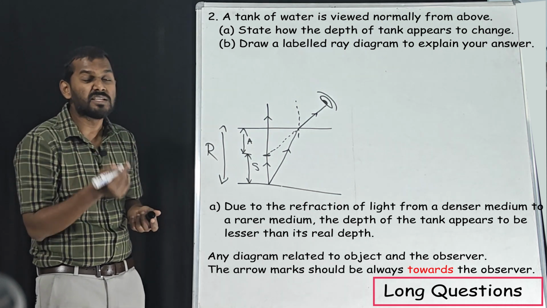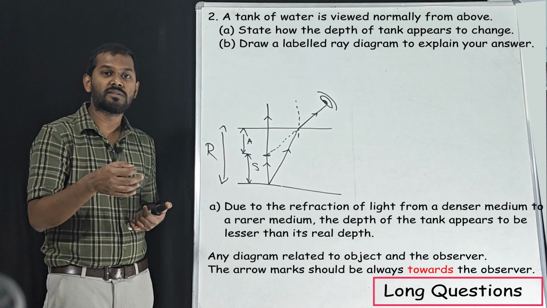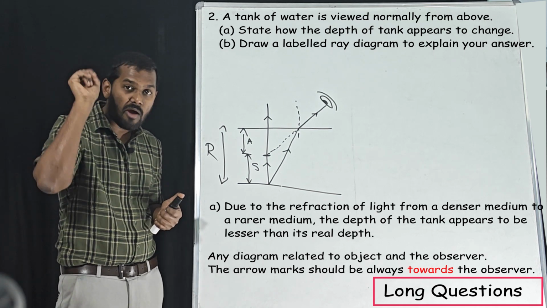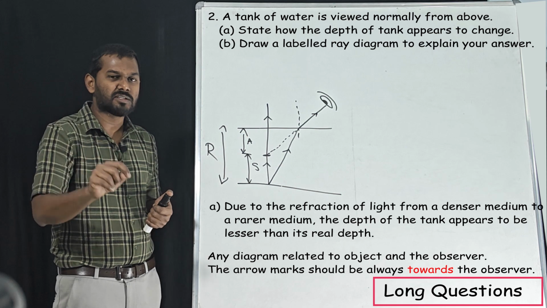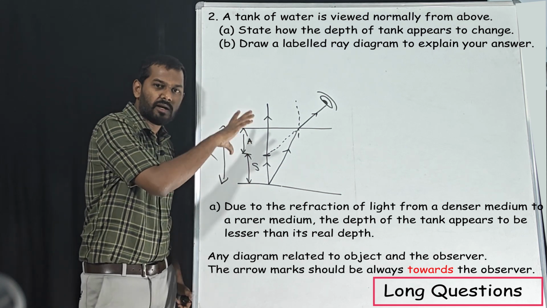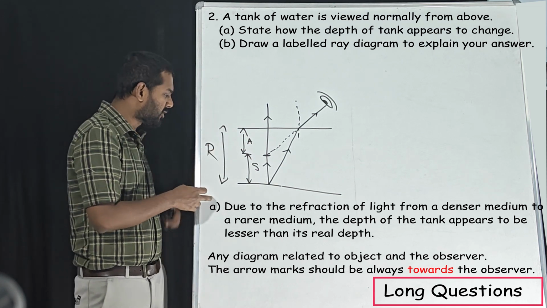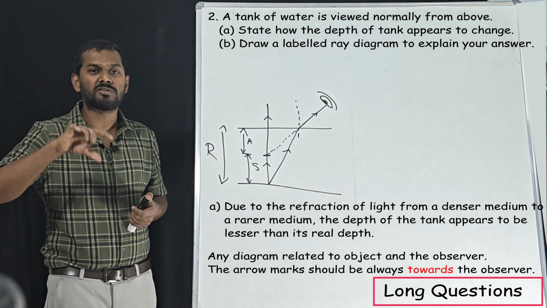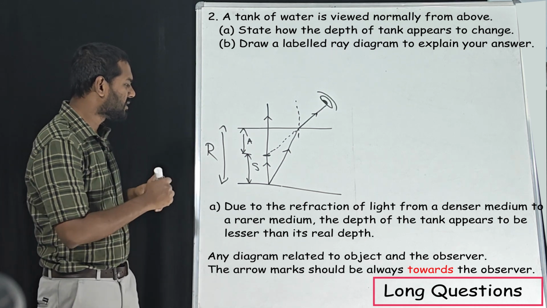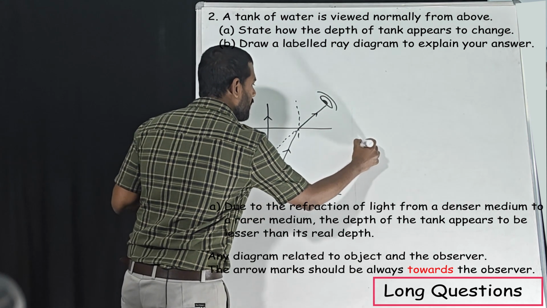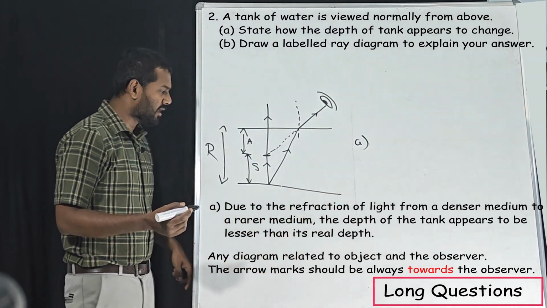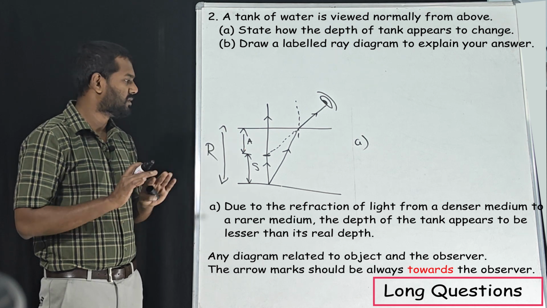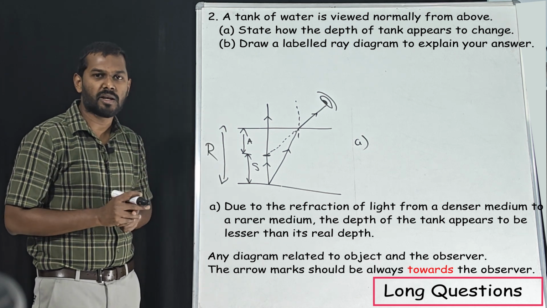And if they ask the reason why, or justify your answer, you have to write: because of the refraction, the depth of the tank appears to be less compared to the real depth. If they ask for the reason, then you write refraction, because of refraction of light. Next, A is done. Then B, completing the ray diagram. That's it. This is the completed ray diagram.